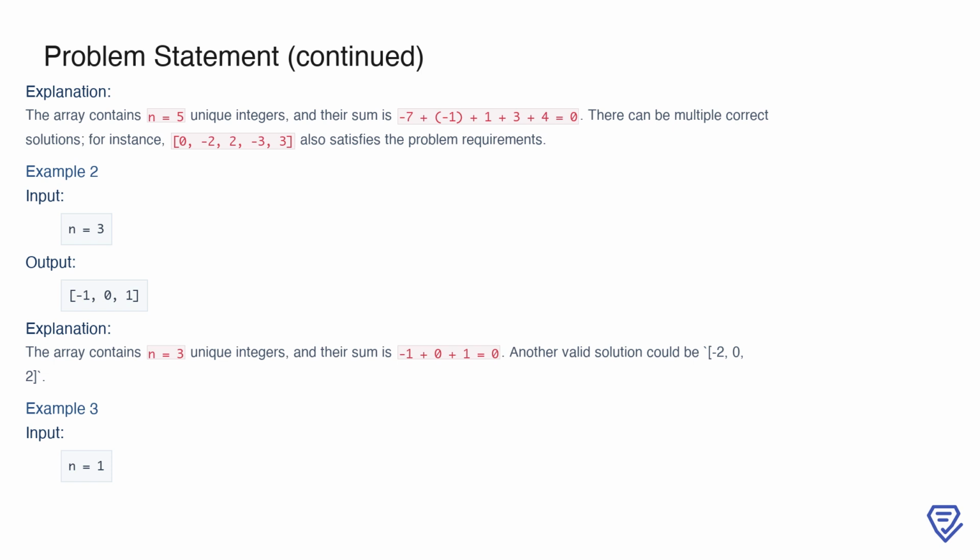In another example, if n is 3, an array like -1, 0, 1 works because it contains 3 unique integers, and their sum is -1 plus 0 plus 1 equals 0. Another valid solution for this case could be -2, 0, 2. This highlights that the problem allows for multiple correct answers as long as the conditions are met.